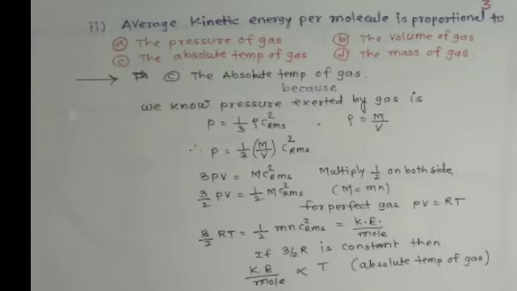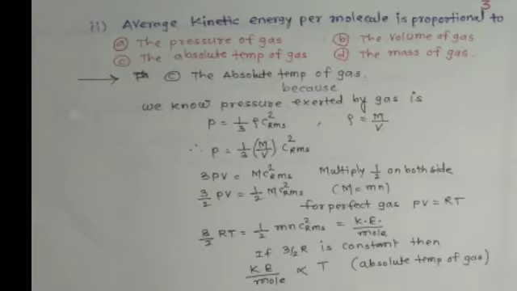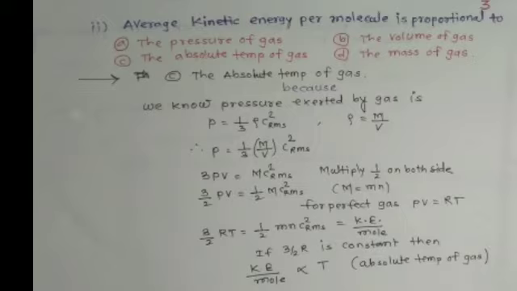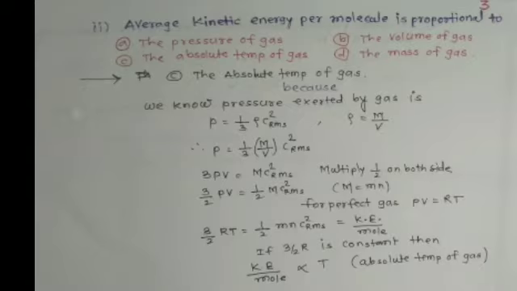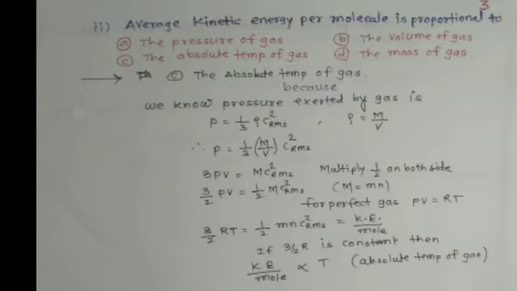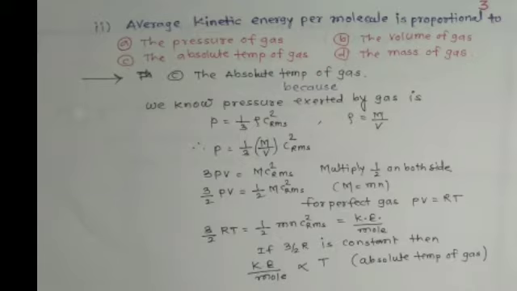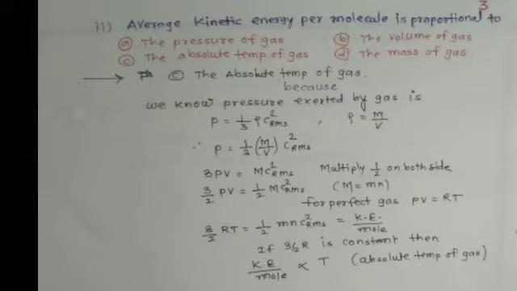So for a perfect or ideal gas, PV equals RT. Therefore 3 by 2 RT is equal to half M C square RMS, which is equal to kinetic energy per mole. So if 3 upon 2 R is constant, where R is the universal gas constant, we can say that kinetic energy per mole is directly proportional to absolute temperature. That will be the answer.